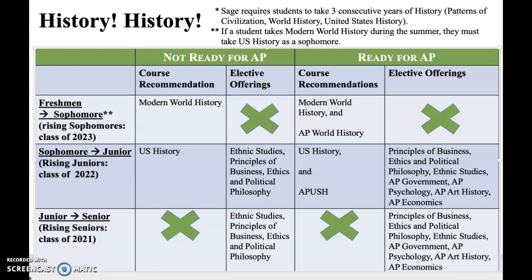APUSH teachers have also said that sometimes sophomores will take modern world history this summer and then take APUSH as sophomores. And they don't really recommend this because it has been the history of students that have attempted this to not fare as well grade-wise and exam-wise. And they're not with their classmates in terms of a sophomore being in a junior class. Socially, sometimes it's also difficult.